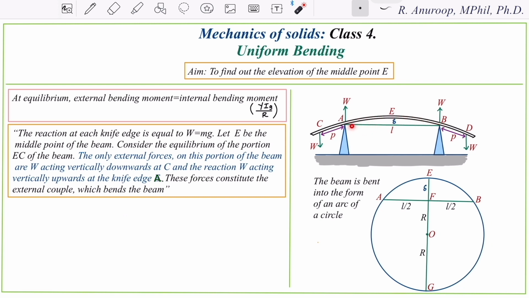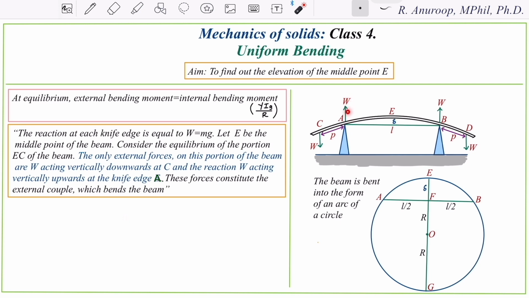Now, how do we find the elevation of the middle point E in uniform bending? Here, we have to use the condition that at equilibrium, the external bending moment is equal to the internal bending moment. What is the internal bending moment? It is YIg by R. When the beam undergoes uniform bending, after some time an equilibrium is reached. At this equilibrium, the external bending moment balances the internal bending moment.